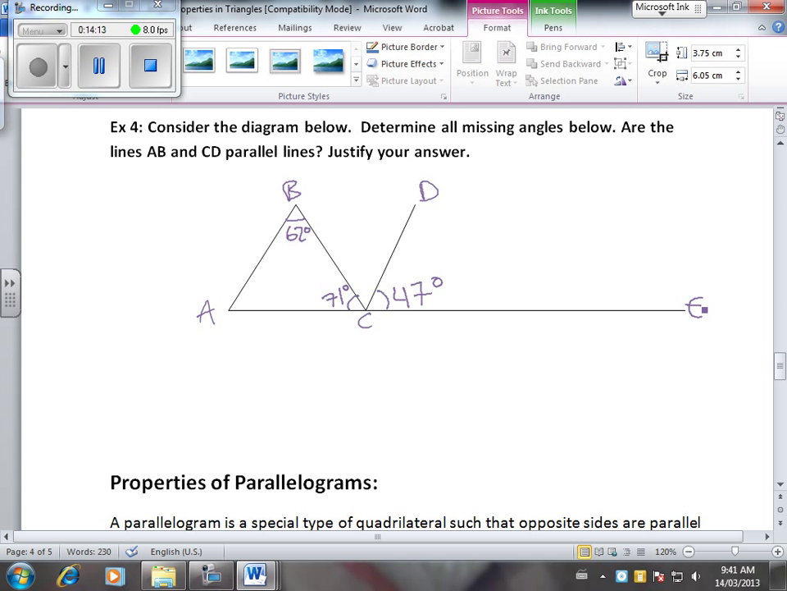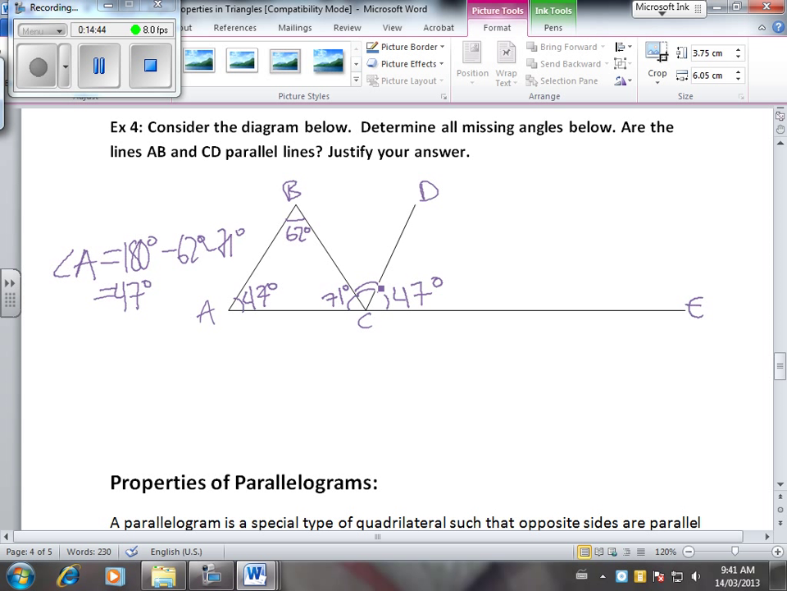So first let's find our missing angles. Let's find angle A. Angle A will equal 180 degrees minus 62 minus 71, because the sum of the interior angles of a triangle equals 180 degrees. And this will give me 47 degrees. And then how would we find out this angle in here?